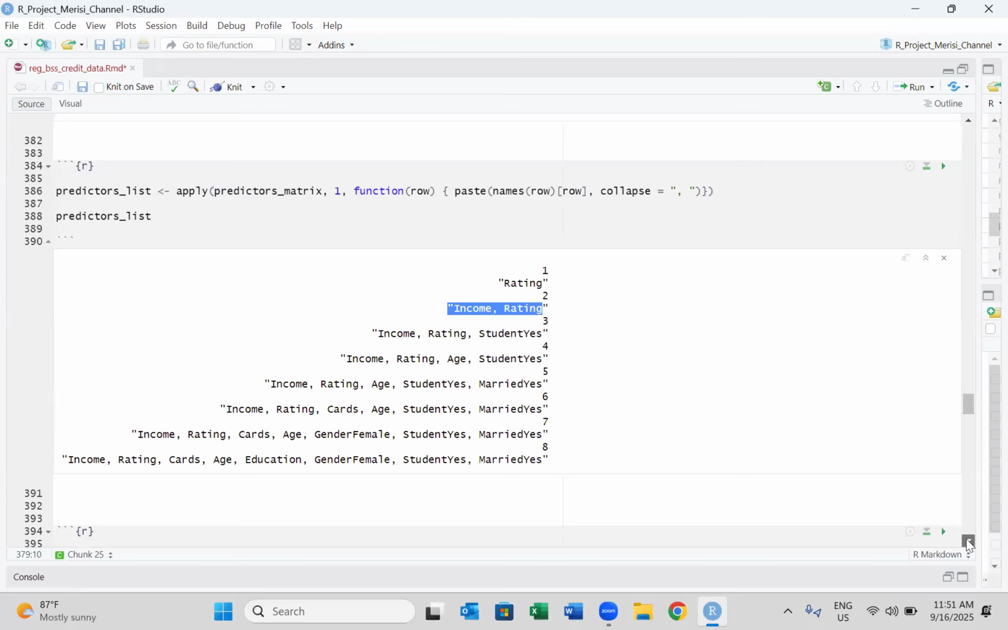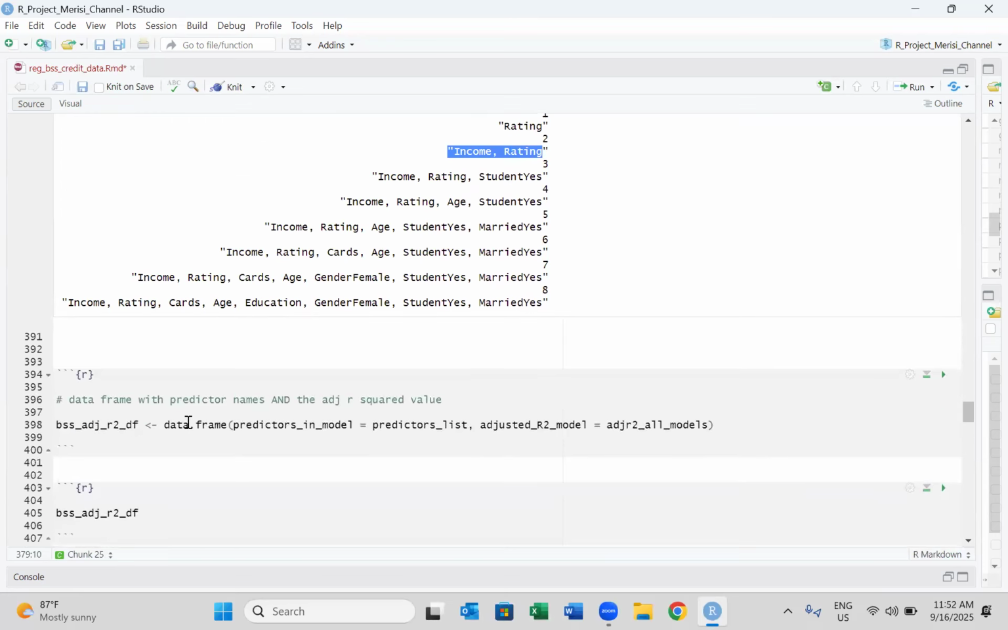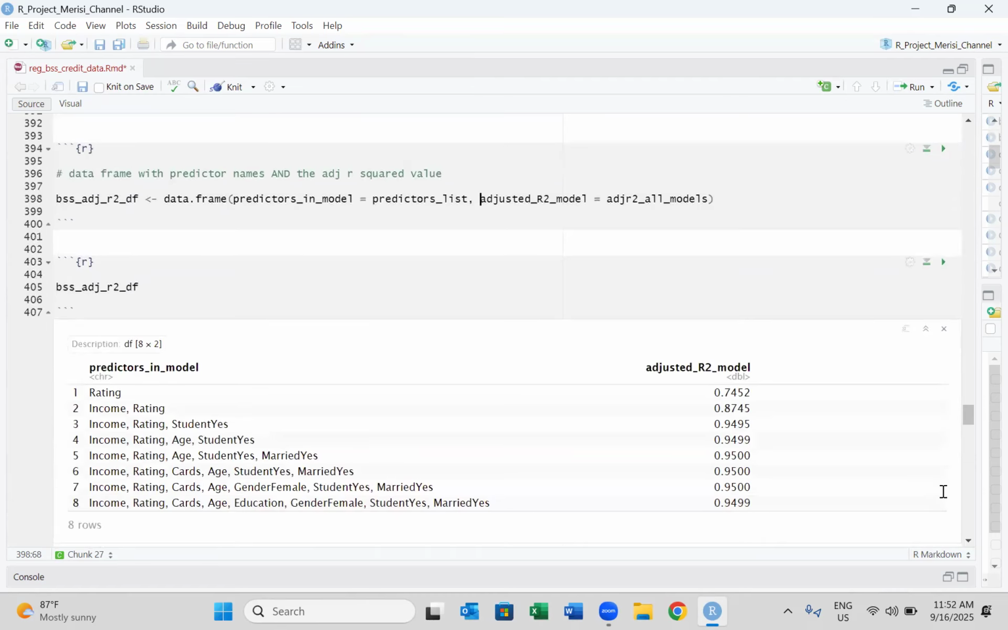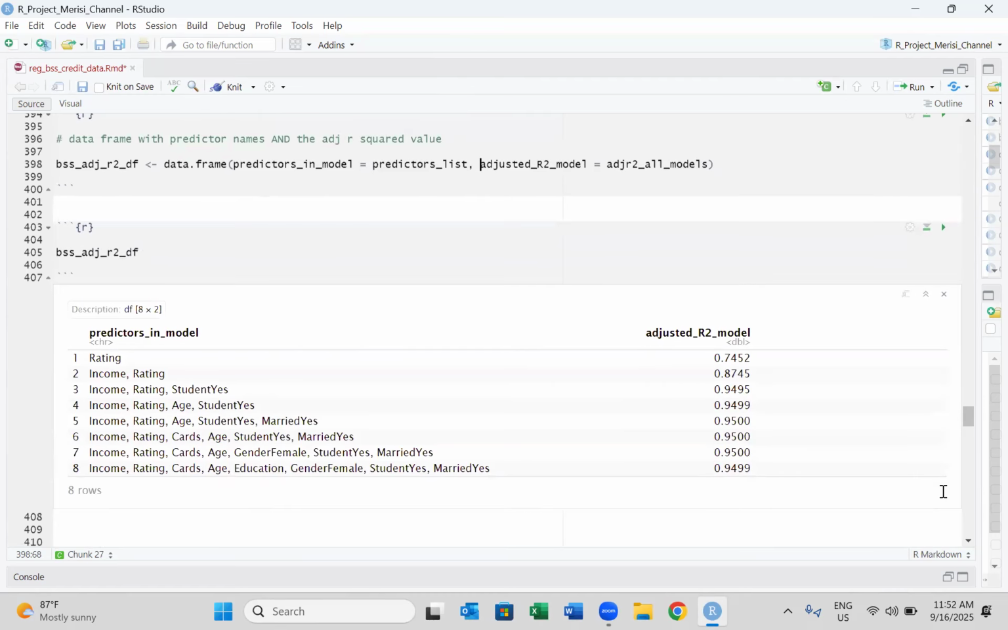Now we're able to create the data frame that I mentioned earlier, where column 1 will be the predictors in the model, and column 2 will be the adjusted R squared. Now let's take a look at this, and that's it. Really, really nice summary, guys. So the best equation of size 1 is the one that includes rating, and this is its adjusted R squared. The best equation of size 2 is the one that includes income and rating, and this is its adjusted R squared. So nice. So now we're cooking, right?